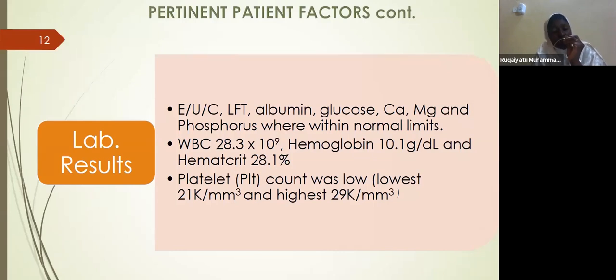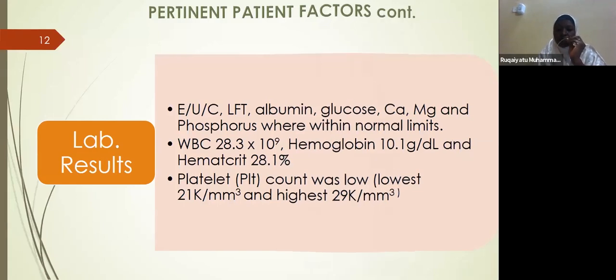Then the hemoglobin is low, and also the hematocrit, 28.1%. Of course, it's not surprising also because, like we said, the person had chemotherapy, so has myelosuppression. Then the platelet count was low. The lowest value was 21,000 per cubic milliliter, and the highest value was 29, as against 150 something thousand. So the platelet count was very, very low, and this is what led to the query from the requester.